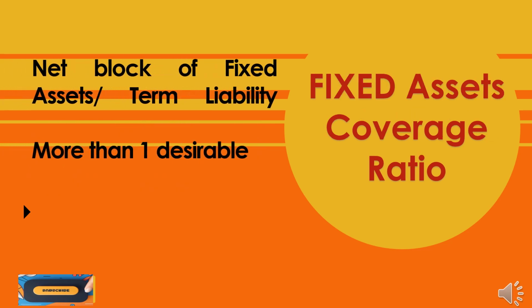Fixed asset coverage ratio. This is useful to assess how a firm can repay its term liabilities with the help of selling or liquidating its assets. That means, in a simple formula, net block of fixed assets divided by term liabilities. If it is more than 1, we can treat it as good. If it is less than 1, it is risky.